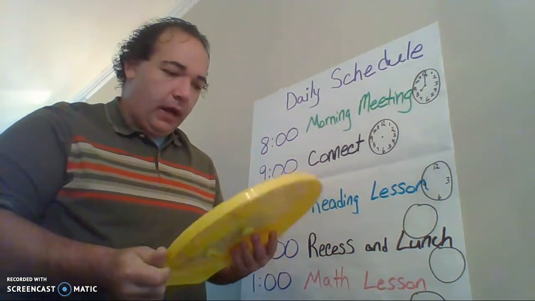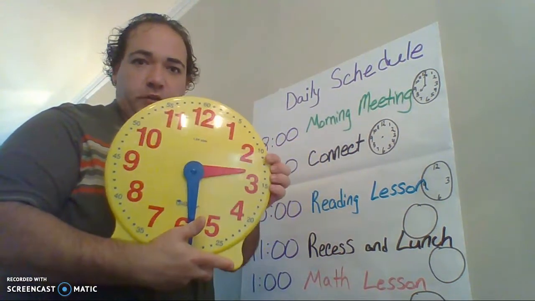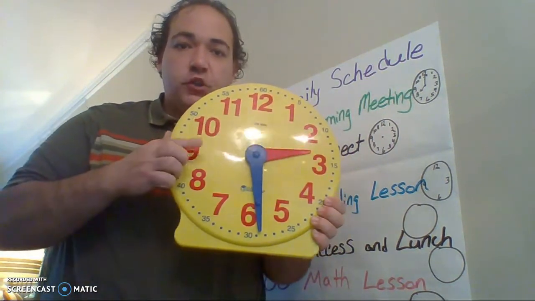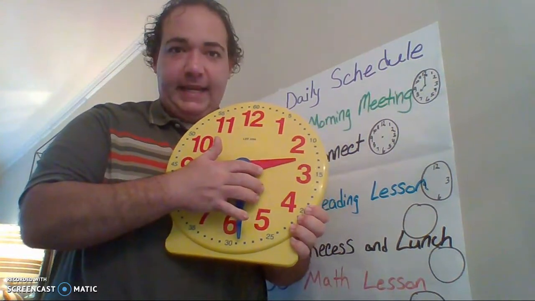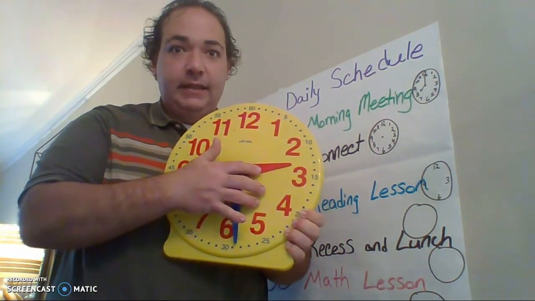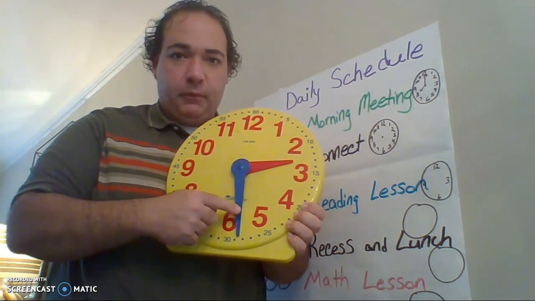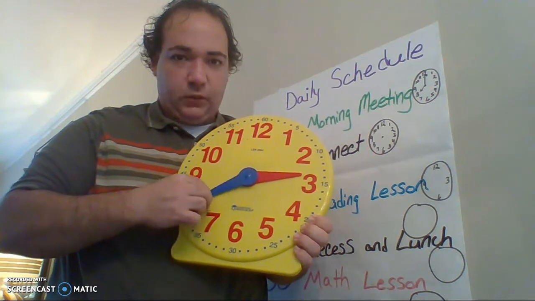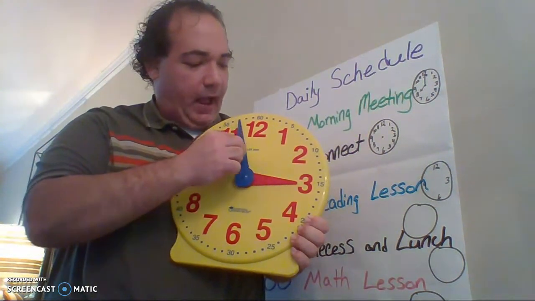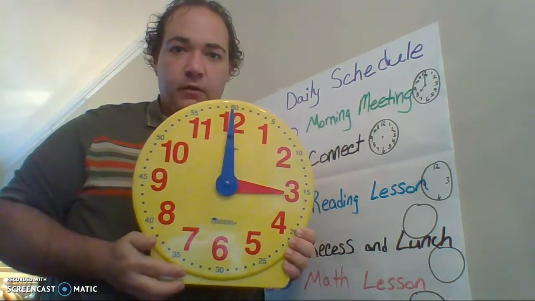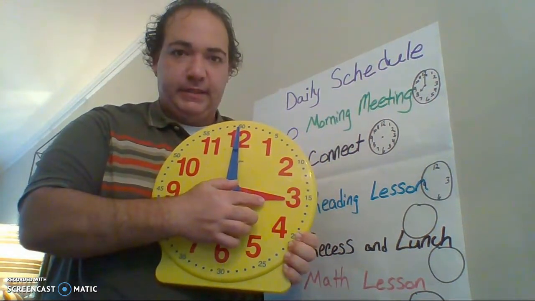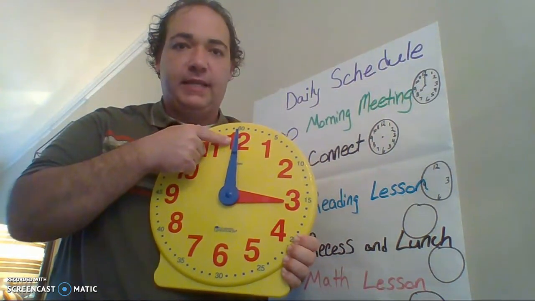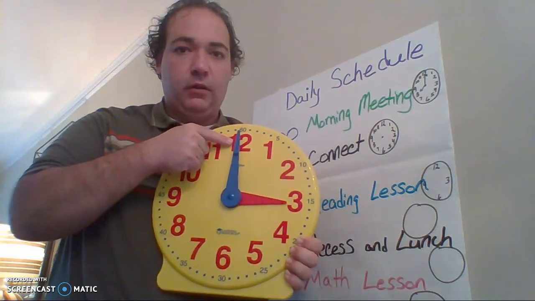Okay. So let's review first, because we always need to review and make sure we're doing things correctly. The shorter hand points to the hour. The long hand points to the minute. As my long hand ticks around, it's going to change to another hour. Right now, the short hand is on the 3, so the hour is 3. There are no minutes right now, so we would say 3 o'clock.